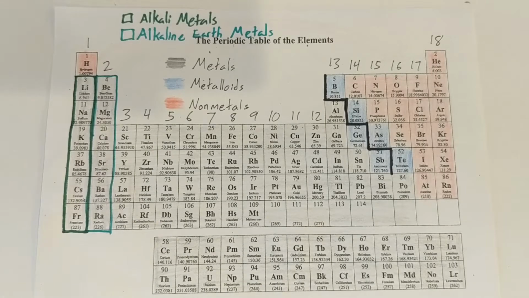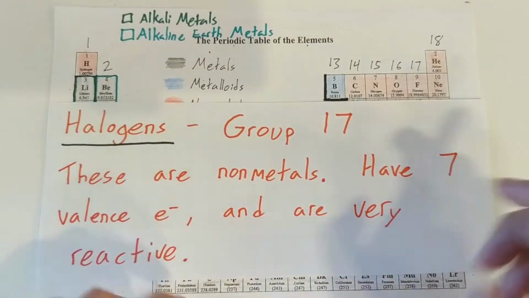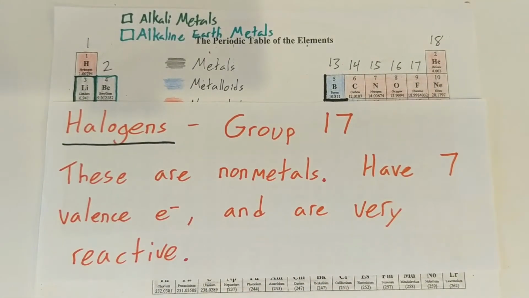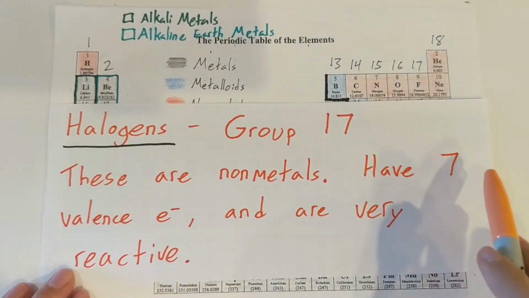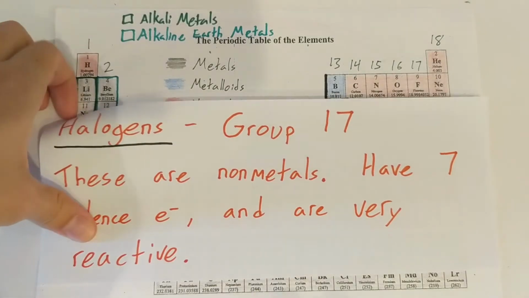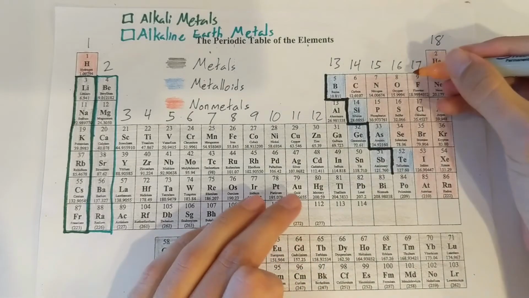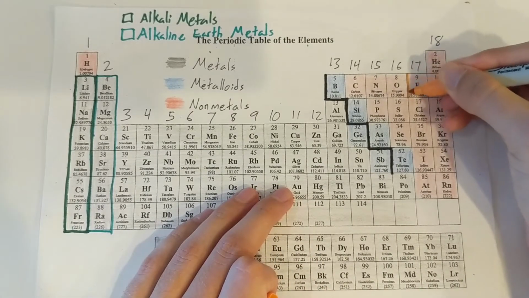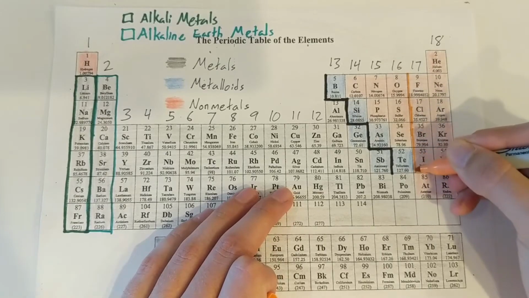The next group that I want to talk about that is a family is going to be what we call our halogens. These are all our elements in group 17. These ones are non-metals. They have 7 valence electrons, and they are extremely reactive. Very, very, very reactive. So they're going to be in group 17. So they are these elements here.